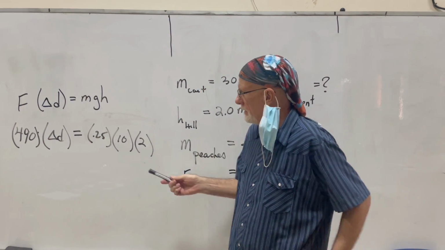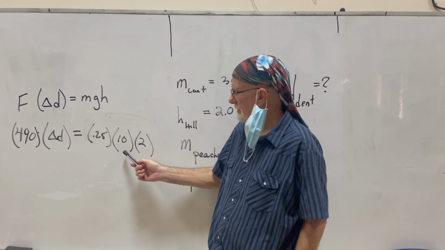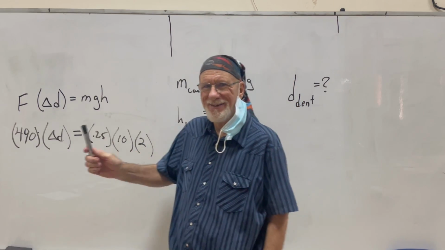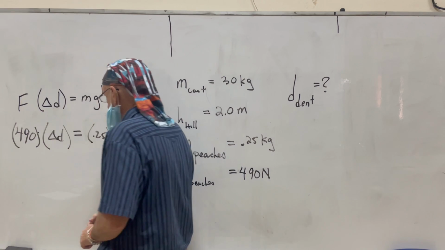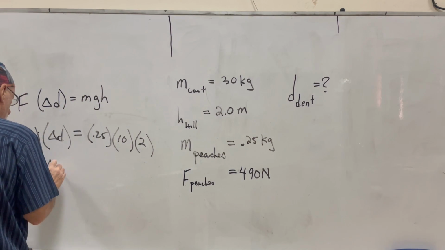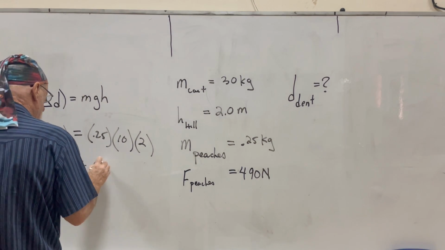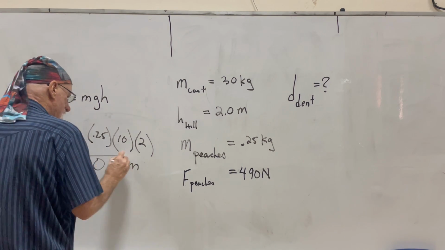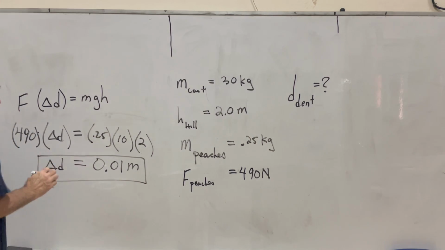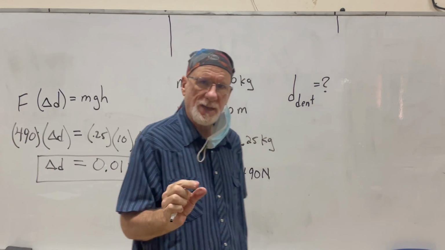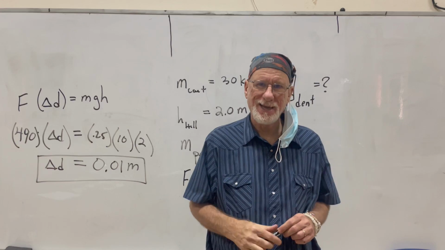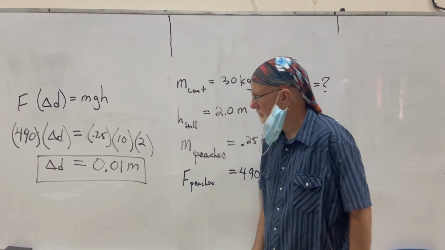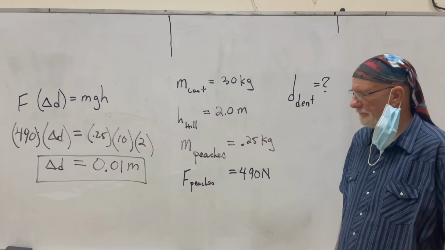So 0.25 times 10 times 2 divided by 490, and that dent, if you calculate that out, will be 0.01 meters. And that's 1 centimeter. If you own that car, that's a pretty significant dent. Okay? That's it. B2. Okay? All right.